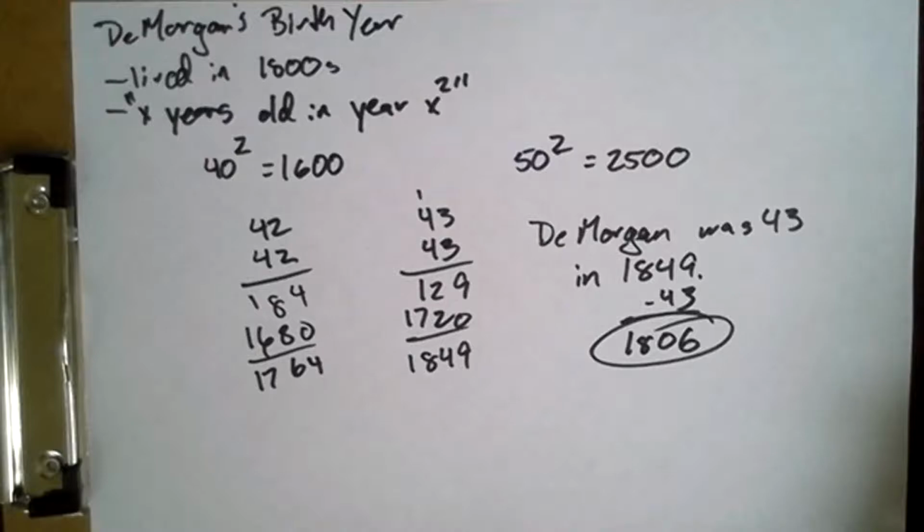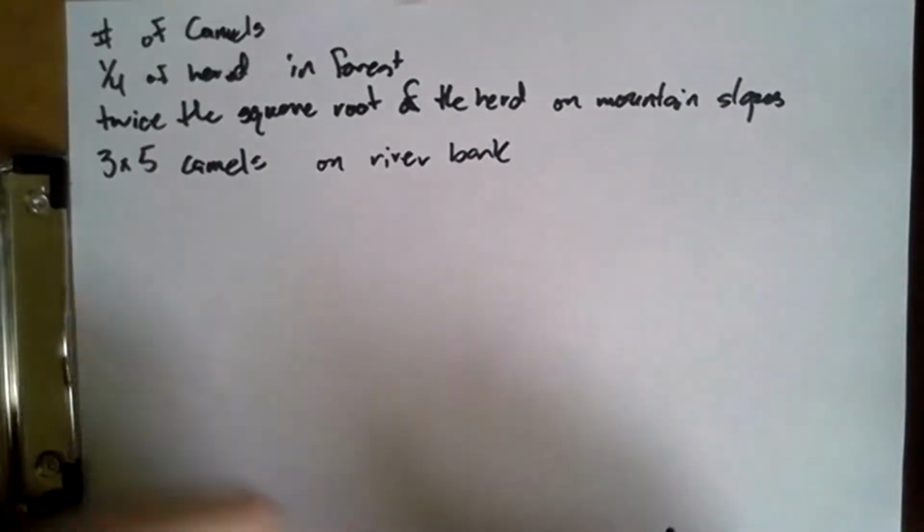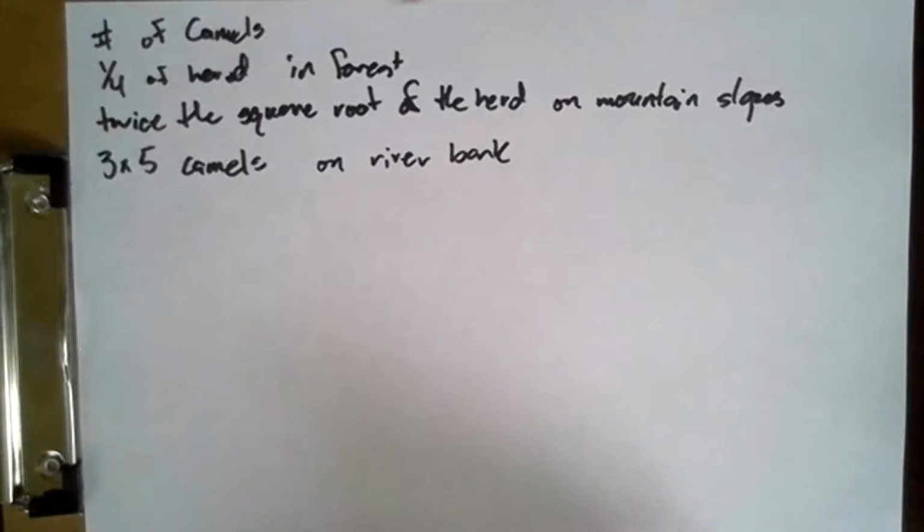Next up, one-fourth of a herd of camels was seen in the forest. Twice the square root of that herd has gone to the mountain slopes, and 3 times 5 camels remained on the riverbank. What's the numerical measure of that herd of camels? Okay, so because 1/4 of the herd is in the forest, we know that the number is a multiple of 4.